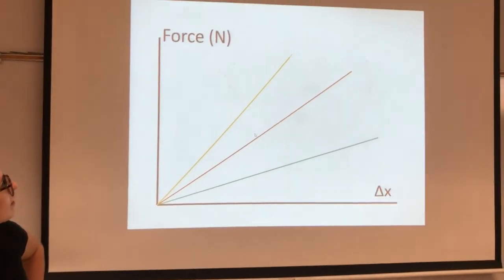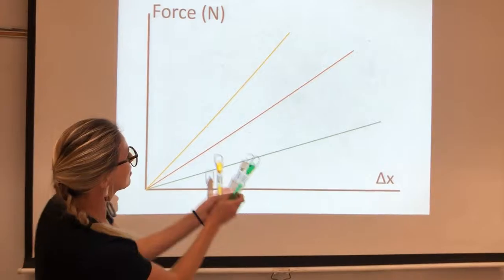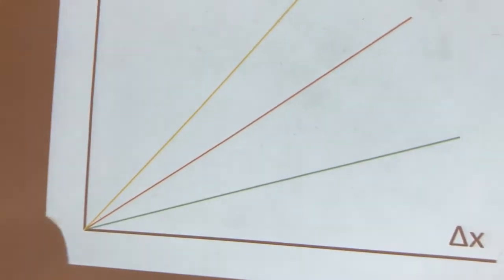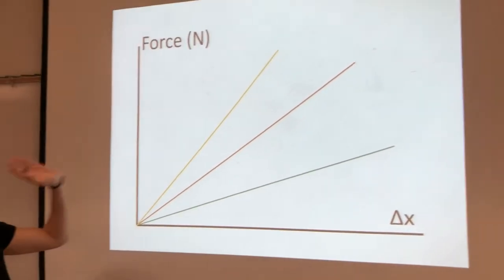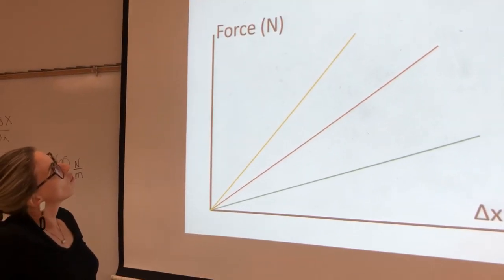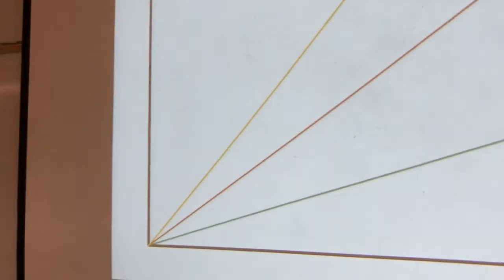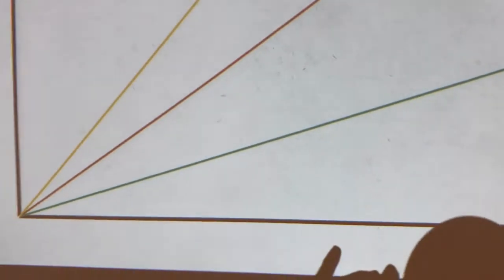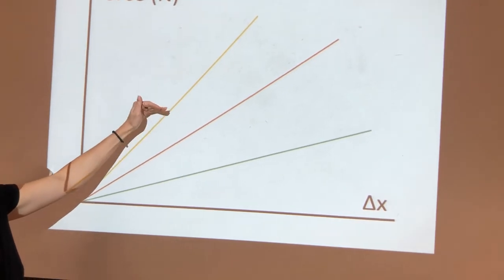Here we go. We have our 3 springs: yellow, brown, and green. Force is on this axis, and delta x is over here. What could we figure out by looking at this graph? For the same displacement, you get different forces depending on which spring you have.